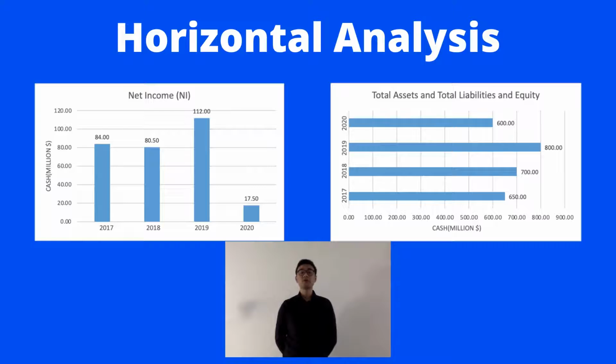However, the company also experienced a significant decrease in overall net income in the financial year end of 2020. This is most likely due to a significant decrease in total sales as well as gross profit.